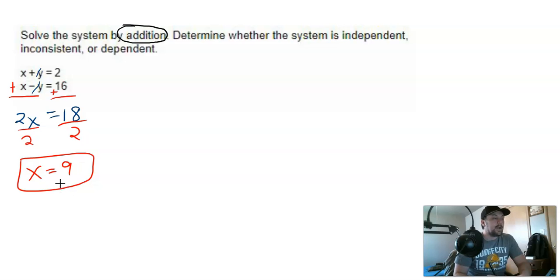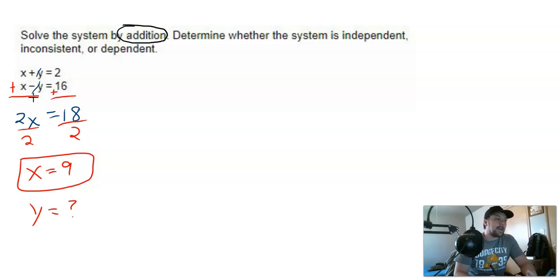All right, so x is equal to 9. We're not done yet. We still have to find y, right? Remember, you have to have two values in order to have a solution to a system of equations. So we have to plug this back into one of our original equations. This one's kind of a toss-up as to which one is the better one to use. In theory, it doesn't matter which one you use. You should get the same answer for y either way.